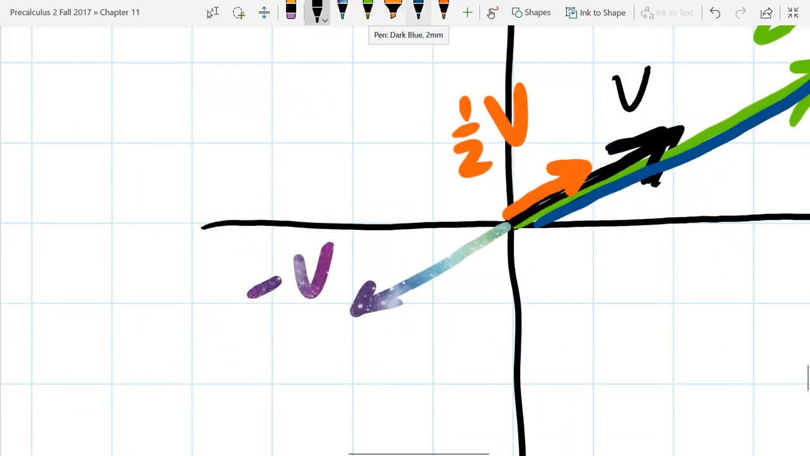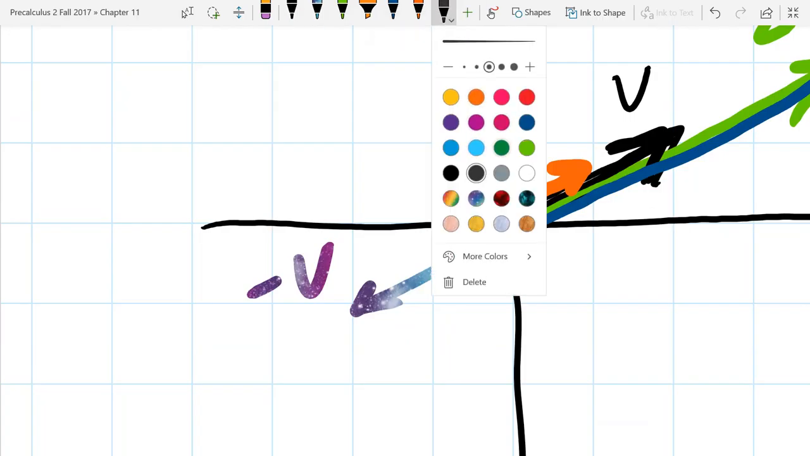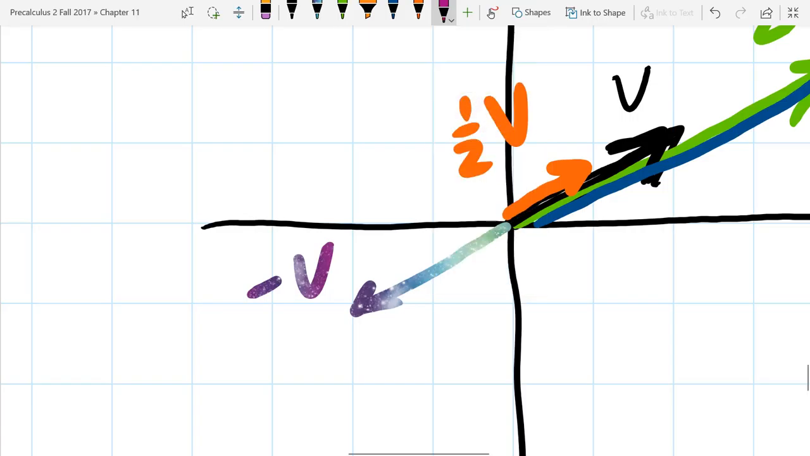Now I'm running out of colors completely. Oh man, what's a good negative? Pink, purple, there we go. Like the Joker. All right, so there's the zero vector right there at the origin.